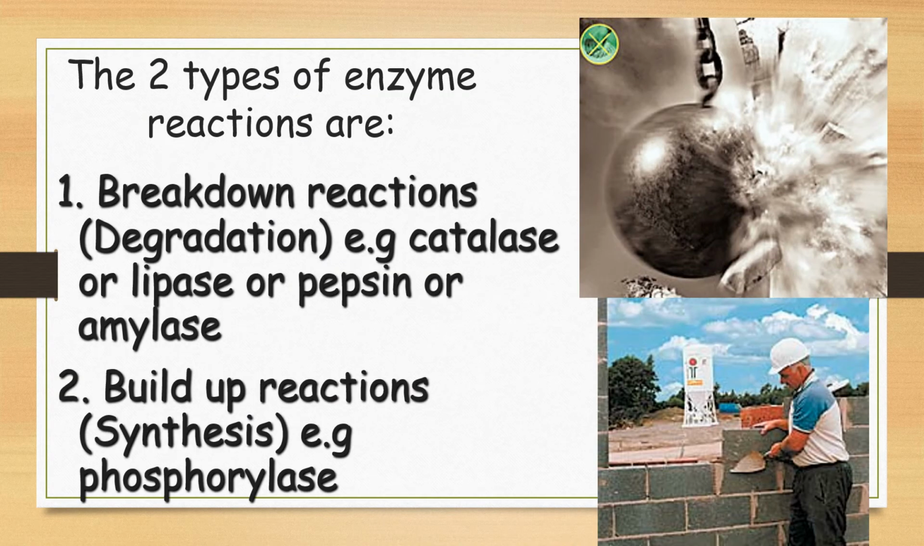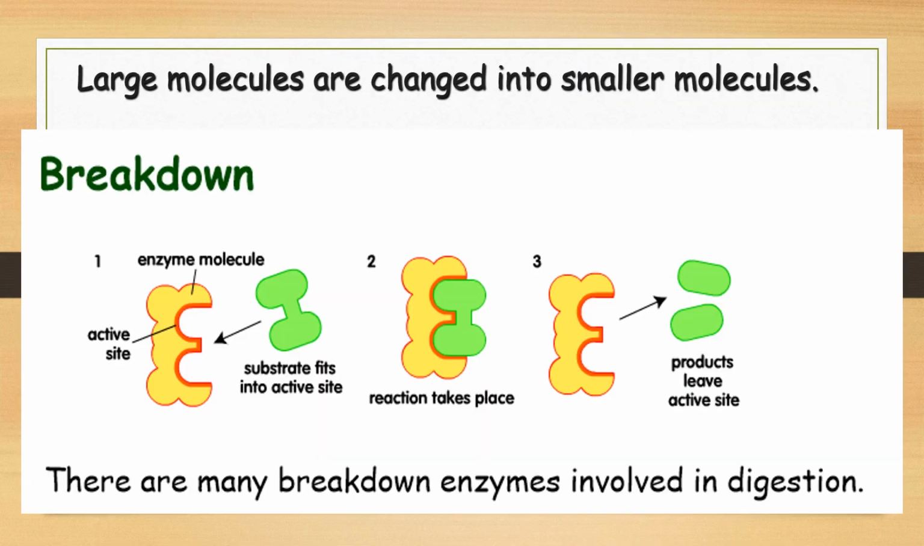So obviously we've said there are two types of reactions. The ones that you need to know are your breakdown reactions, which are degradation, catalase, lipase, pepsin, and amylase. And there is only one build-up reaction that you need to know, which is really important, and that's a synthesis reaction, and that would be catalyzed by phosphorylase. So let's go into them in more detail.